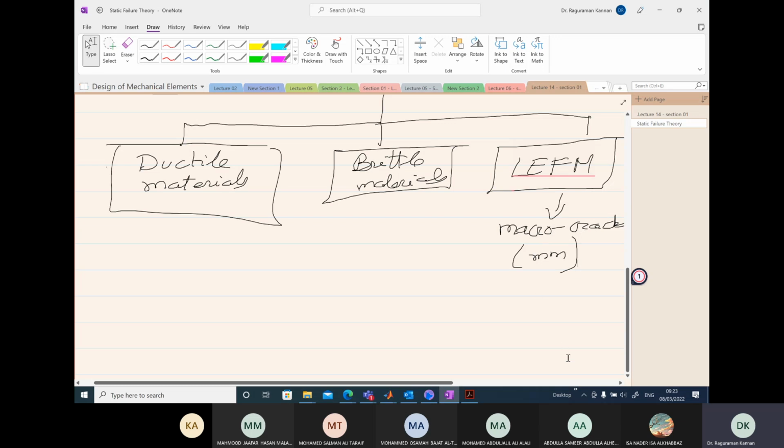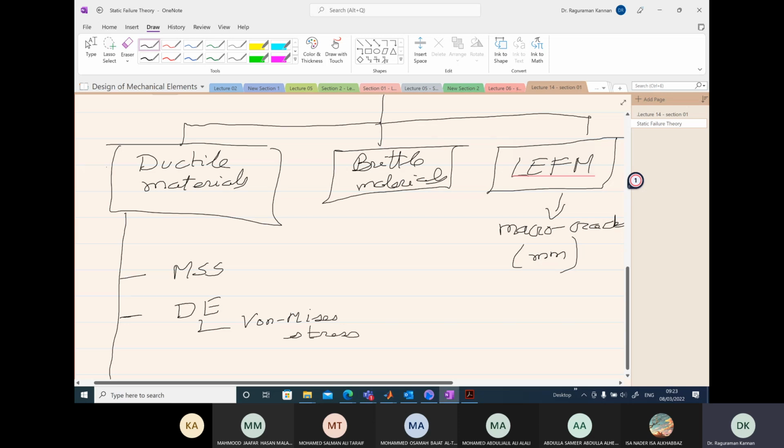Okay, so now within the ductile materials, there are a couple of theories. We are specifically going to see the maximum shear stress theory, which will be called MSS. We will also see what is called the distortion energy theory, specifically of the form considering von Mises stress.